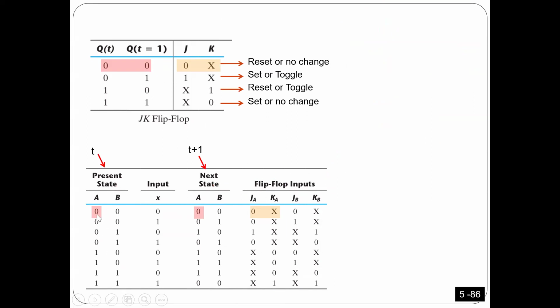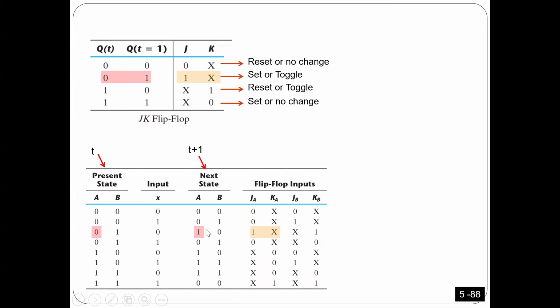So here I am at 0, next time I want to make 0, so in this case, GK should be 0x. This transition from 0 to 0 should happen when GK is 0x. Next, okay? Now I move to the next one. From 0 to 0, same thing, 0x. Okay, let's move to, from 0 to 1.